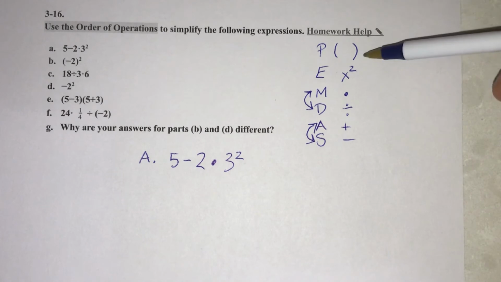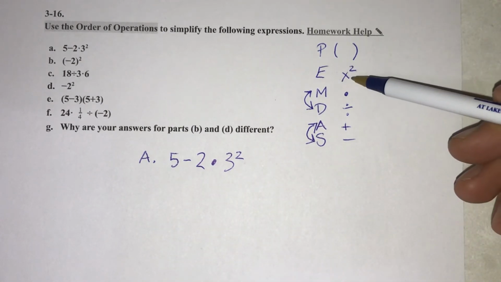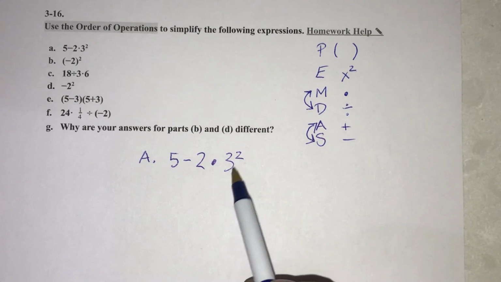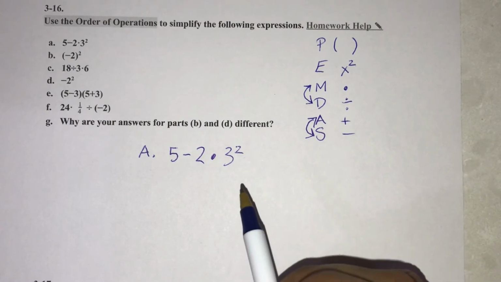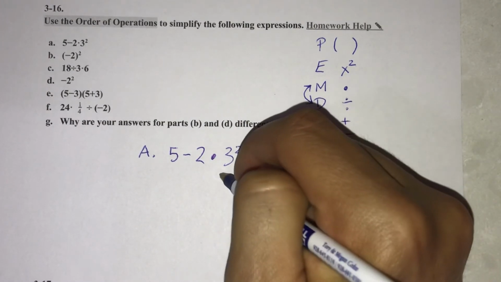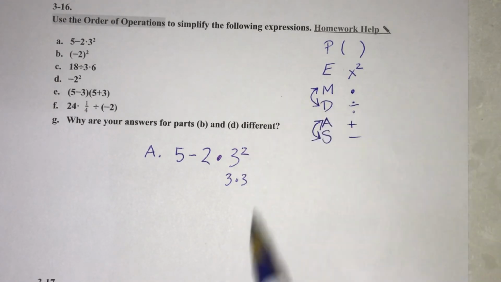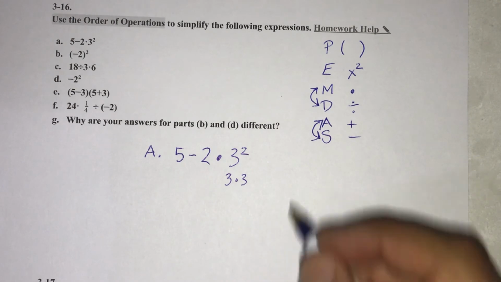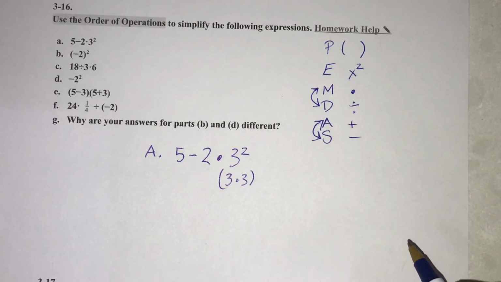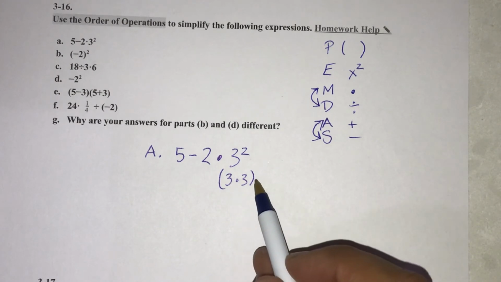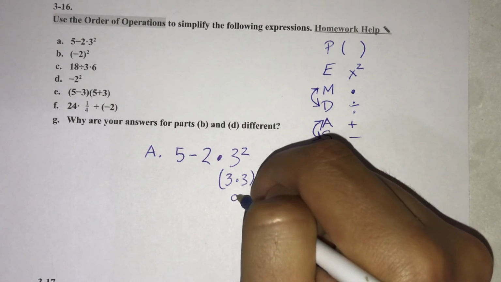Going through order of operations, P, parentheses, there are no parentheses here. E for exponent. I do see an exponent right here, 3 squared, or 3 to the power of 2. Remember, that does not mean 3 times 2. That means I'm taking 3 and multiplying it by itself 2 times. So I want to have two 3's being multiplied together. What is 3 times 3? Use a calculator, use a multiplication chart, whatever you need. 3 times 3 is 9.